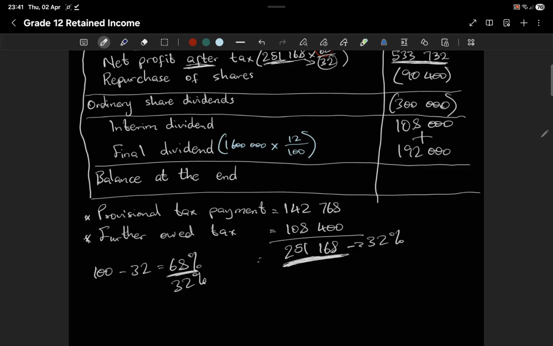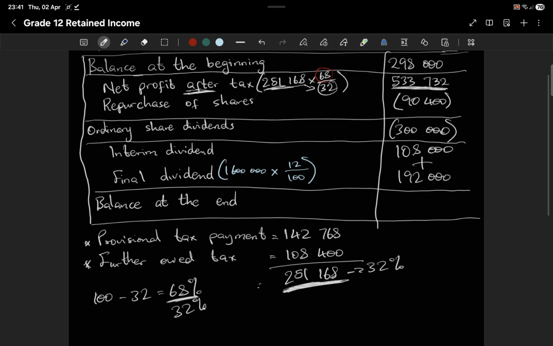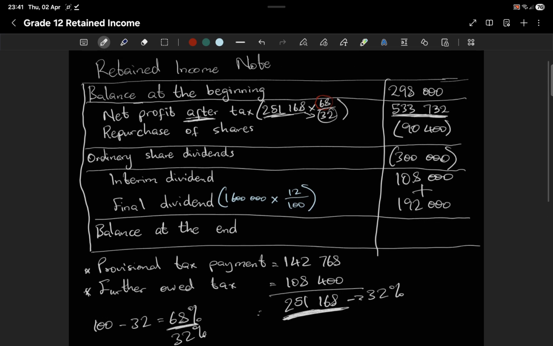Why do we put the dividends in brackets? Because dividends are also referred to, to put it in simple terms, as expenses, because we are paying the dividends to the shareholders. The money is going out of the business. Okay, so simple as that.